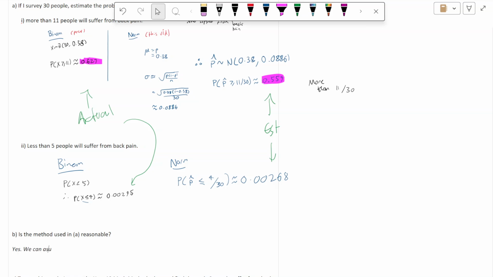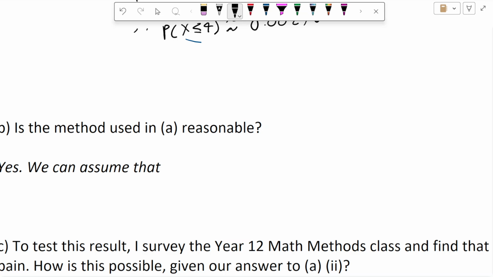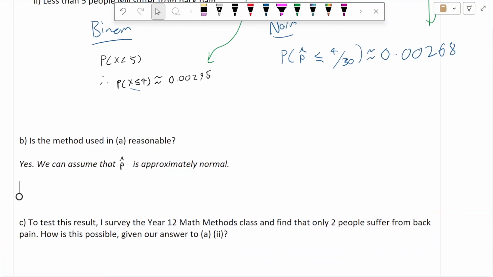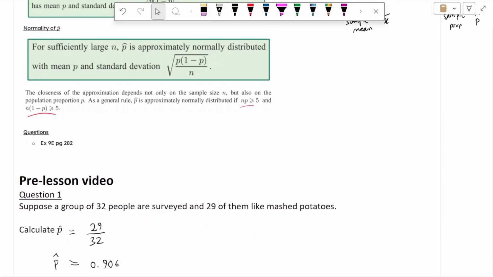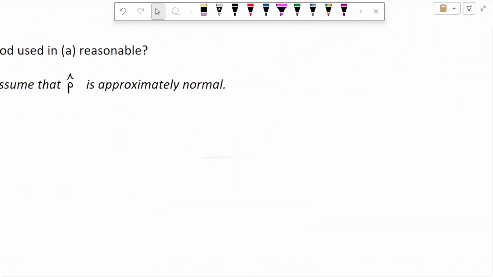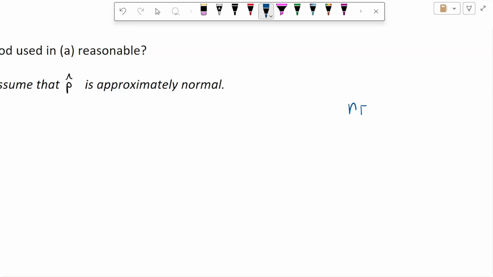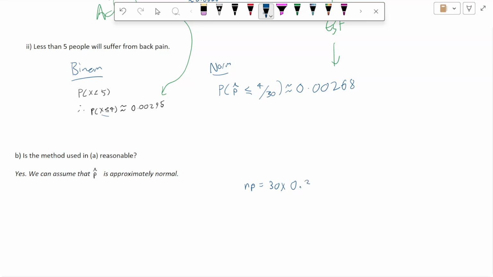We can assume that p hat is approximately normal. Right, now, normally you wouldn't have the info that our guesses were pretty good. So that's already some indication that it's approximately normal. But we want to use these rules of thumb. So np and n(1 take p). If we look at np, that's 30 times the probability of success. In our case, success is having back pain for some reason, 0.38.